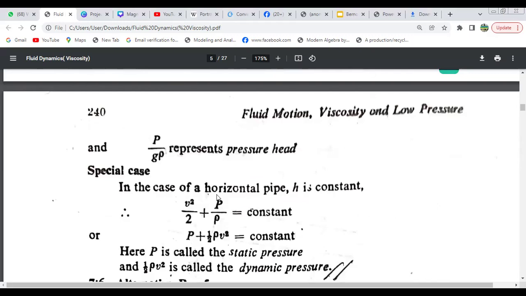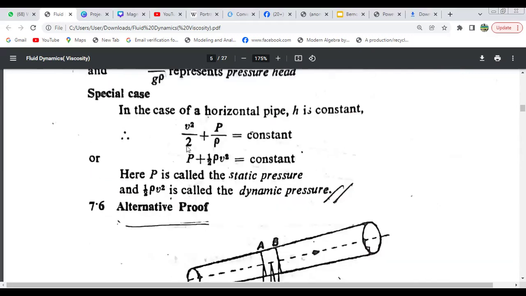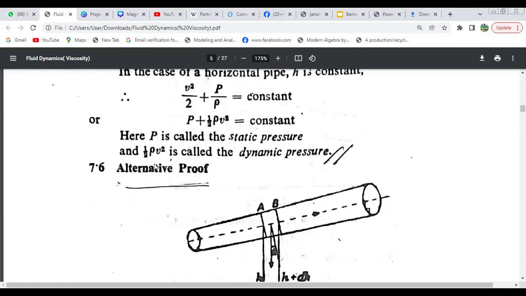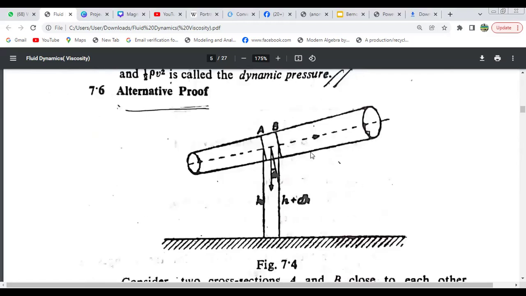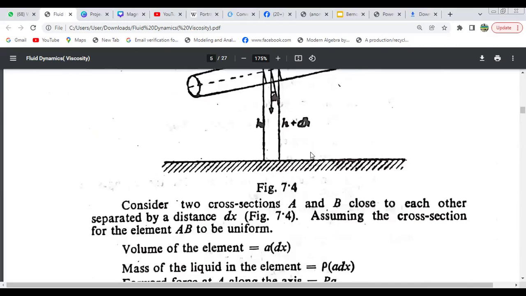Special case: in the case of a horizontal pipe, h is constant, so v square by 2 plus p by rho equals a constant. So p plus half rho v square equals a constant, where p is called the static pressure and half rho v square is called the dynamic pressure. And this is an alternate proof for this Bernoulli's equation.